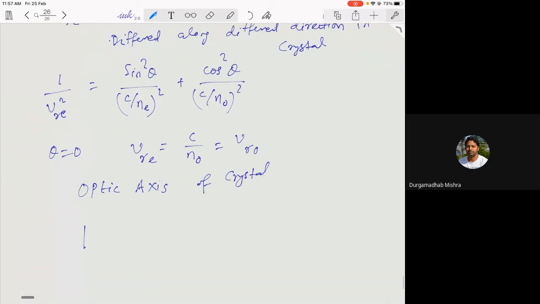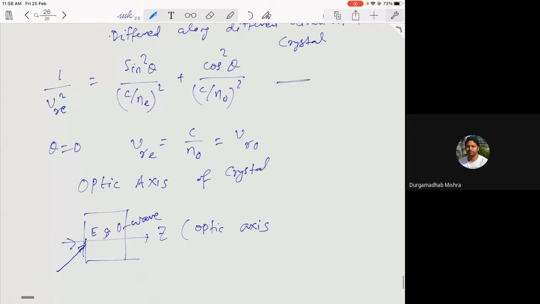So if I have the crystal and this is my optic axis, which I define as Z, and now my wave is incident along this direction, then both the E and O waves will travel at the same velocity. But if the light is incident along this direction, the O wave will travel at the same velocity like always, but the E wave will travel at a different velocity, which is defined by this equation here.